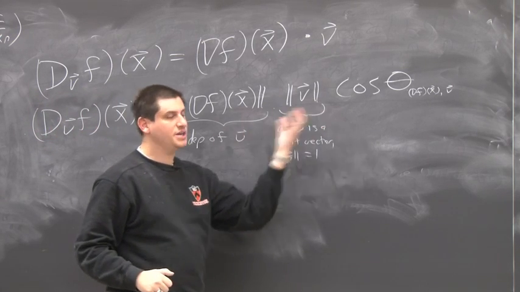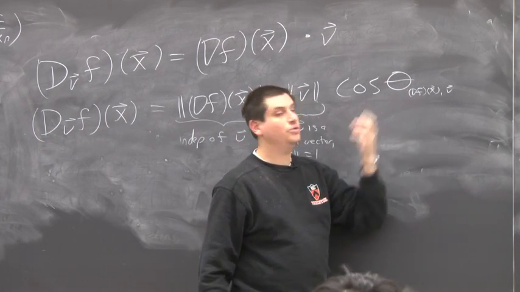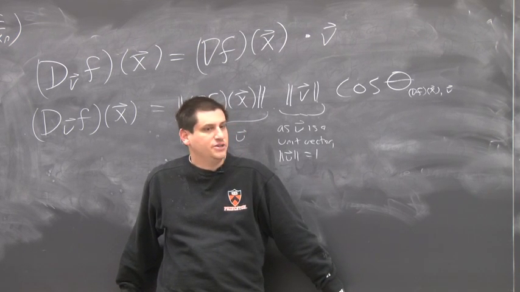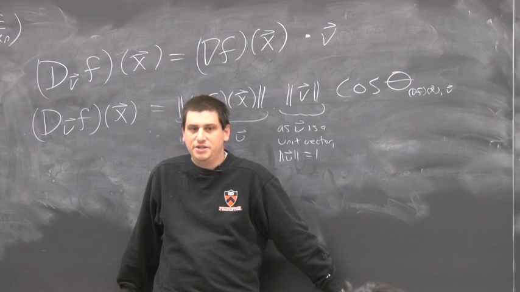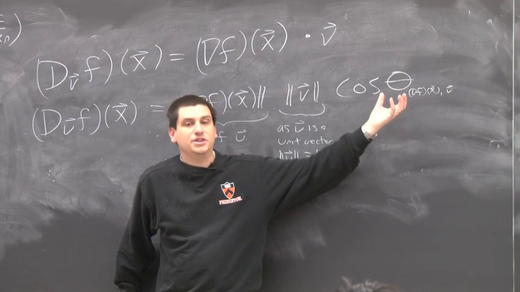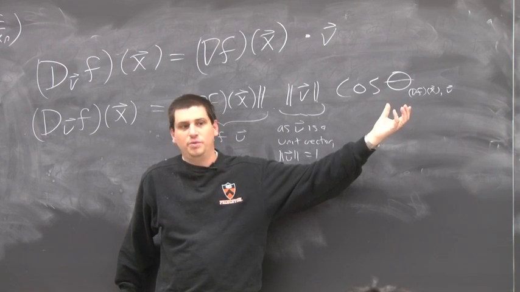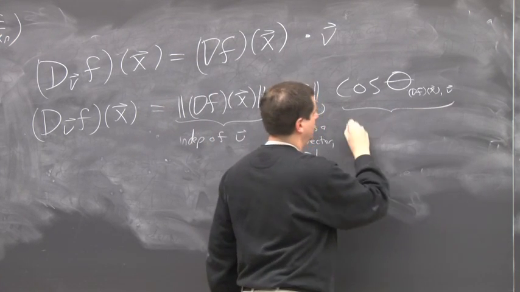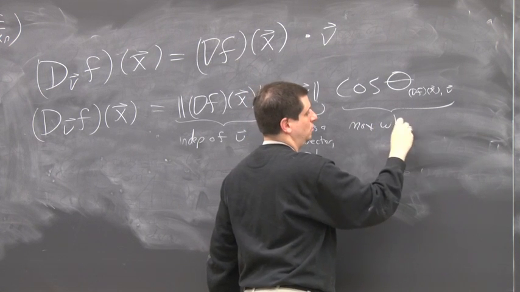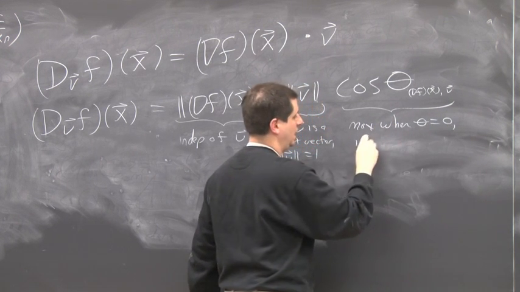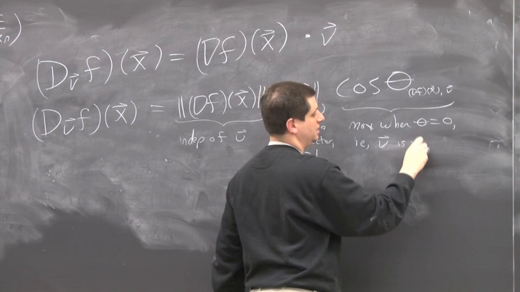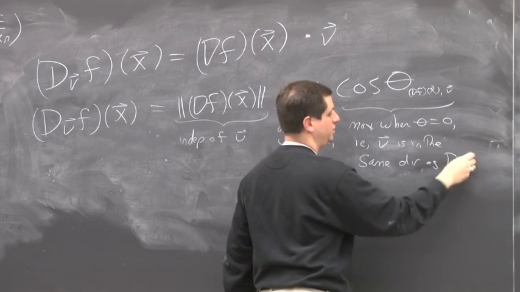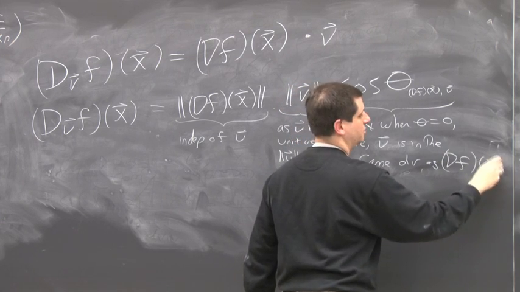So the only place where there can be any change as I vary v is in the cosine of the angle. If I want the cosine of the angle to be as large as possible, well, cosine is always between -1 and 1. How do I get the cosine to equal 1? What must be true about the angle? It has to equal 0. So it's max when theta equals 0, i.e. v is in the same direction as the gradient of f at x.